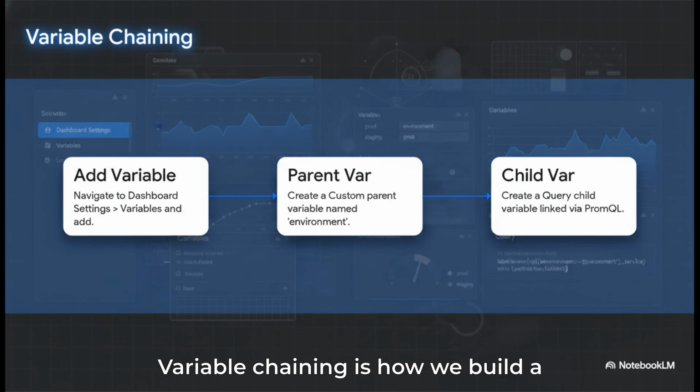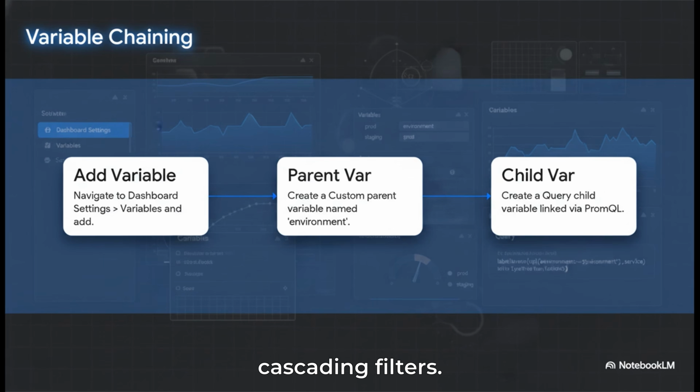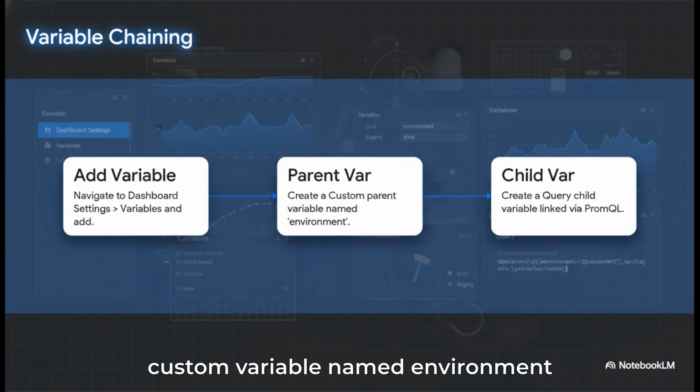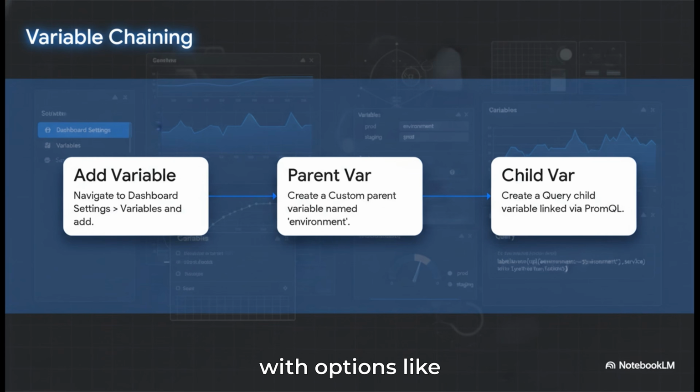Variable chaining is how we build a hierarchy, basically creating cascading filters. It's super straightforward. You navigate into your dashboard settings, open the variables editor, and start building that parent-child relationship. So first, you create your parent, a custom variable named environment with options like prod and staging. Then you add your child, a query variable named service.